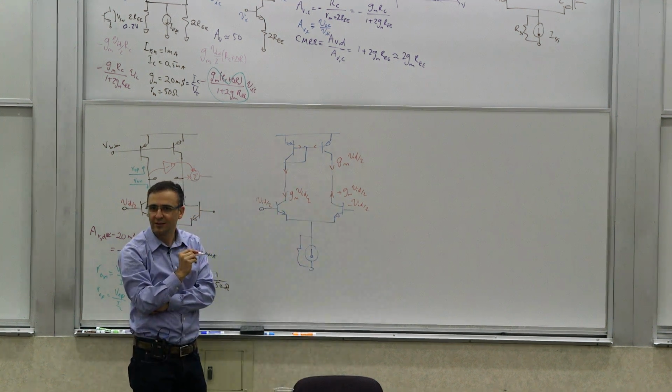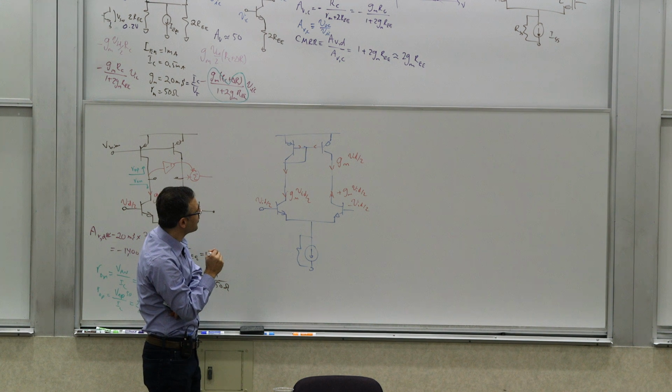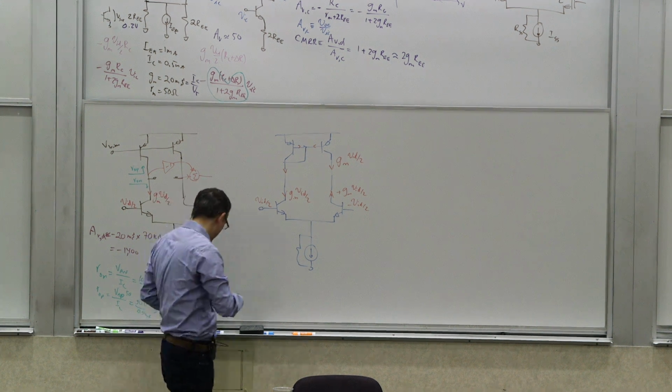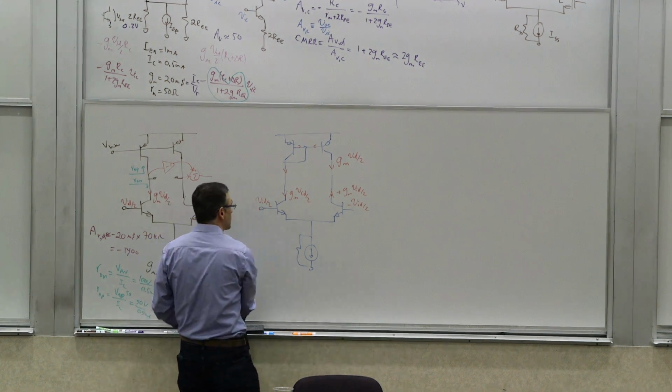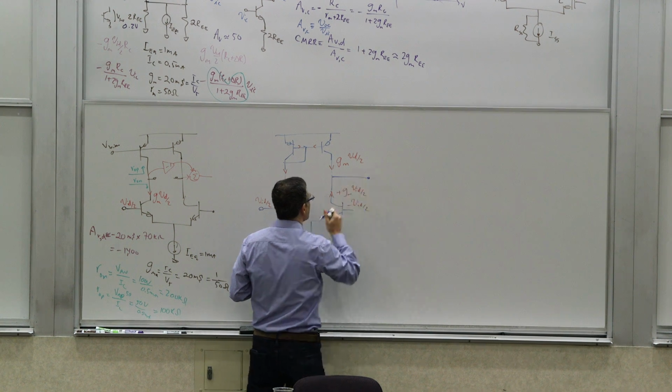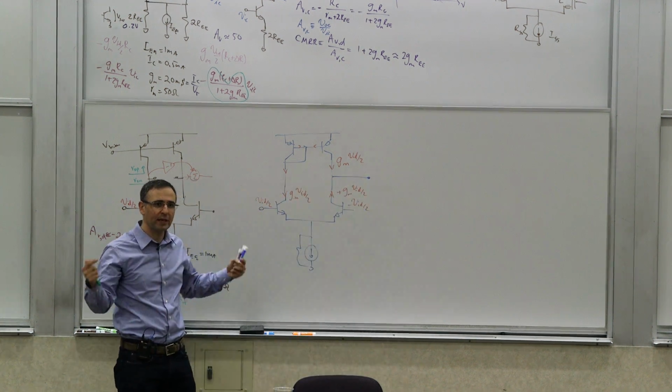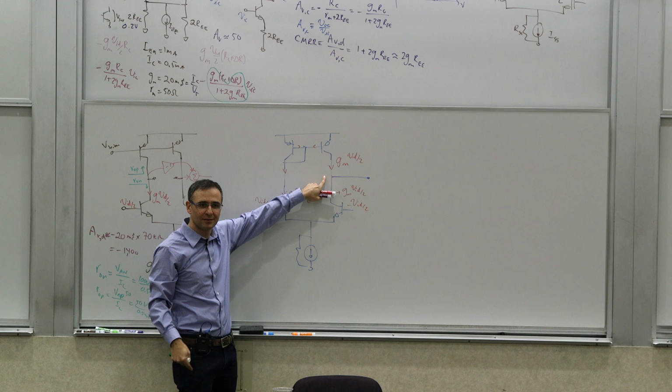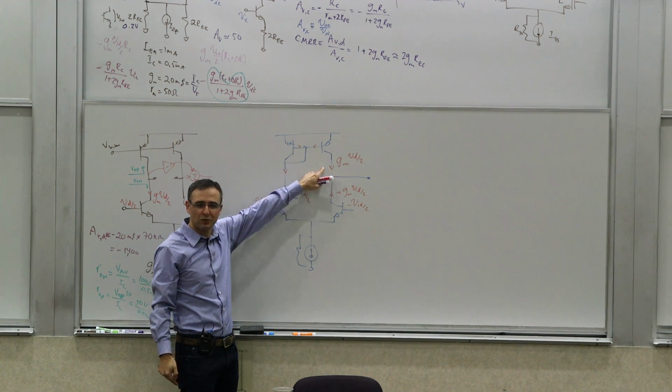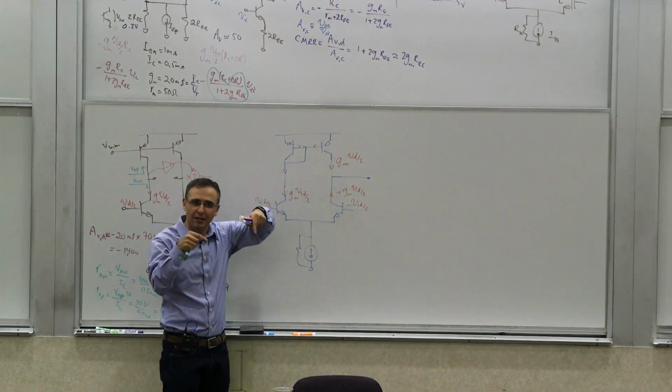You're okay with that, right? So now look at what we have. We have two transistors, both pouring current into this node, right? Because both of these two currents are being injected into that node.